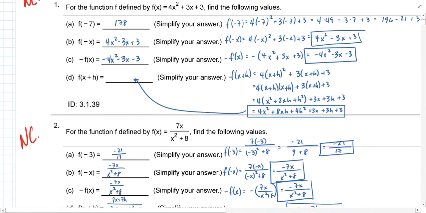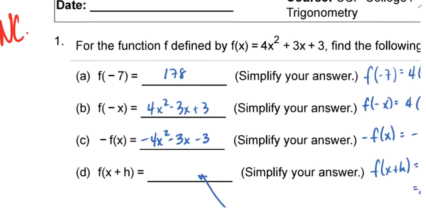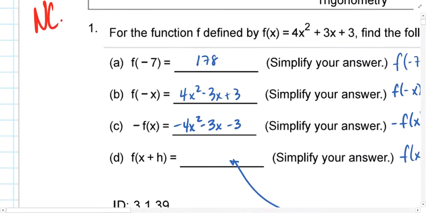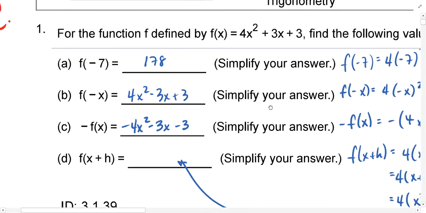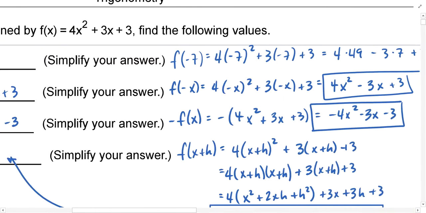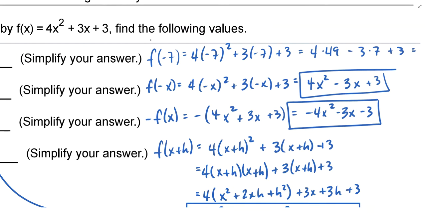So in problems like 1 and 2, we're simply substituting values in for x in our function notation. And there really shouldn't be anything new here, just an opportunity for you to practice your algebra and simplifying some of your results. So for example, on number 1, we're substituting -7 into this equation.